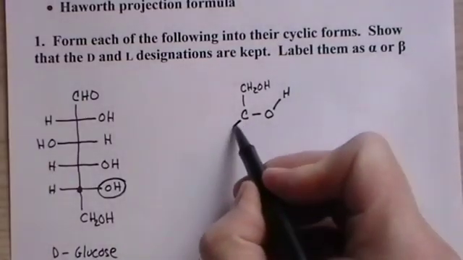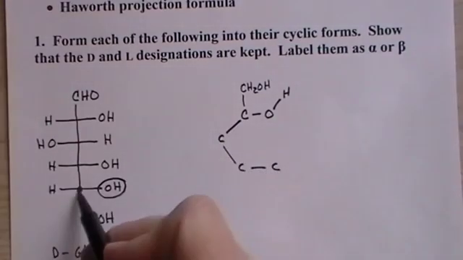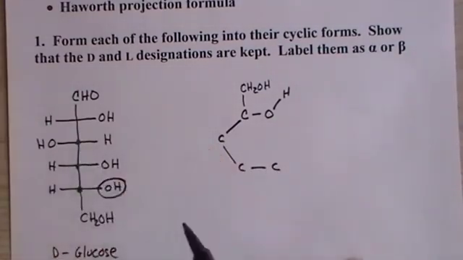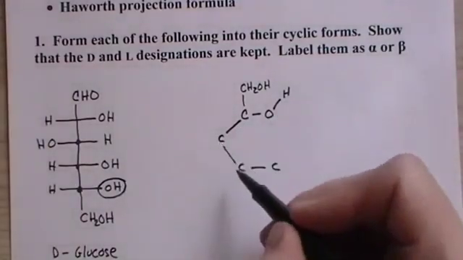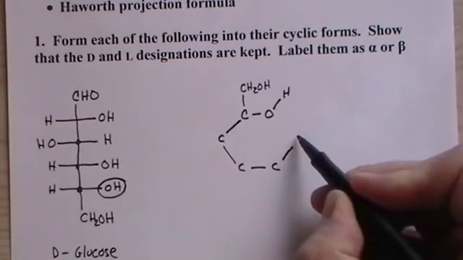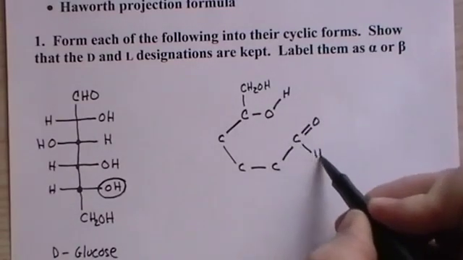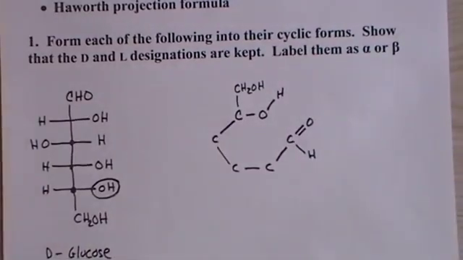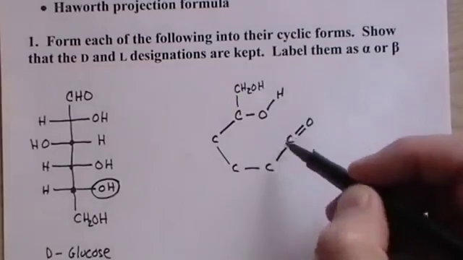Now we go around. We have one carbon, 2, 3. So we're doing this, 2, 3. And then so 1, 2, 3, 4. Then the fifth one is the one that has the aldehyde group. Now you have an aldehyde and a hydroxyl group, and those are going to react together.